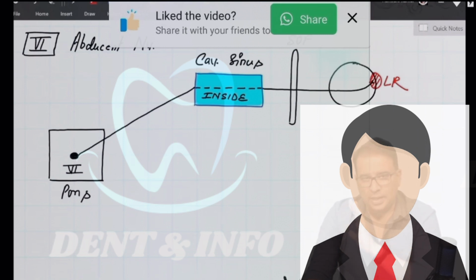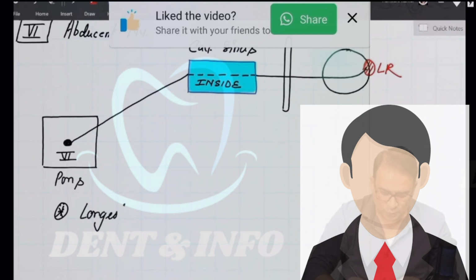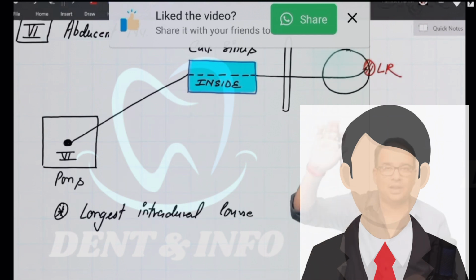Okay, now look, because the sixth nerve is ascending upward, one thing that you need to note here for this nerve is that it is basically having the longest what course? Longest intradural course, guys. Not intracranial, intradural. It travels inside the dura mater for a very long distance, so it is having the longest intradural course.